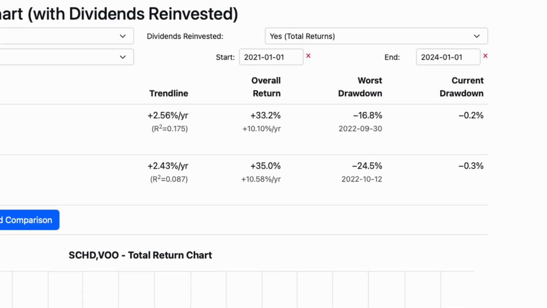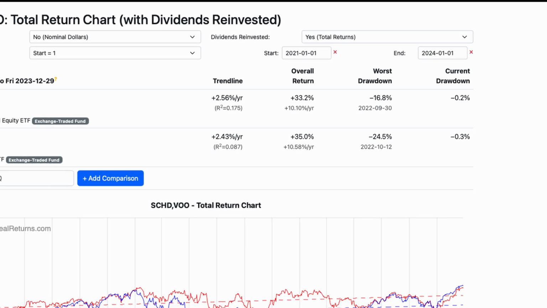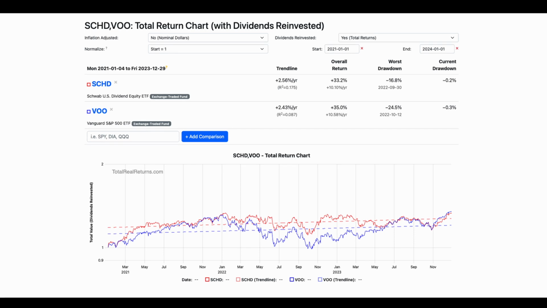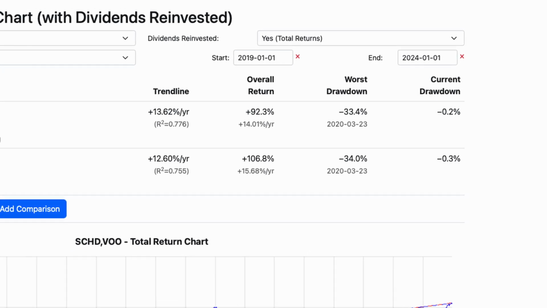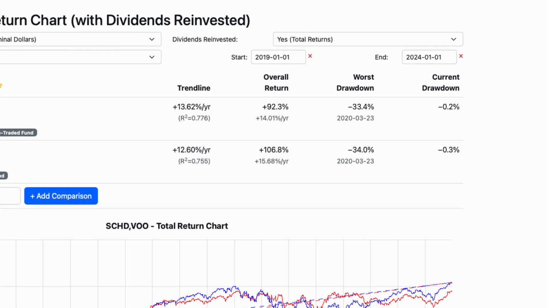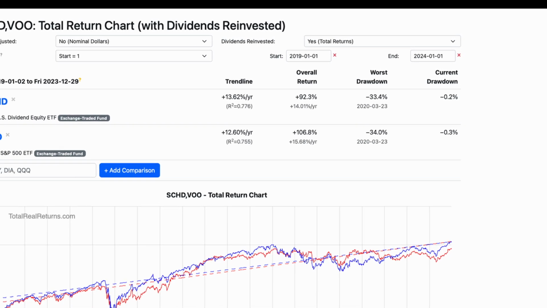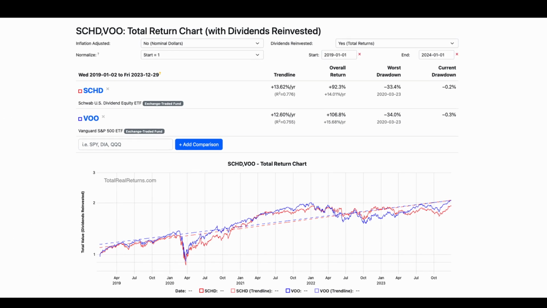Looking at the last 3 years, SCHD has delivered a total return of 33.2% with dividends reinvested. In comparison, VOO outperformed SCHD by a narrow margin of 1.8%. This close performance underscores SCHD's strength as a dividend-focused ETF, proving its capability to compete closely with broad market indices over a long period. Over the past 5 years, SCHD has seen an impressive total return of 92.3% with dividends reinvested. Although VOO outperformed SCHD by 14.5%, SCHD's performance highlights its robust dividend contribution and growth potential.